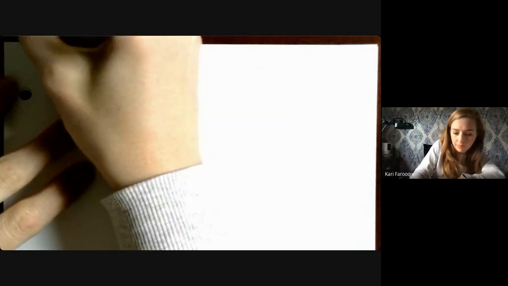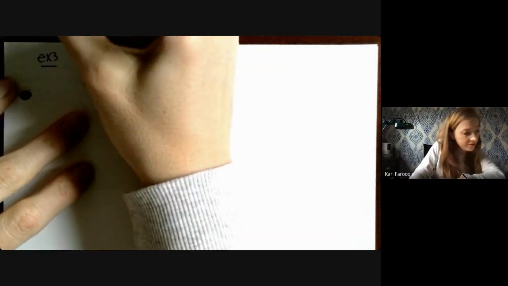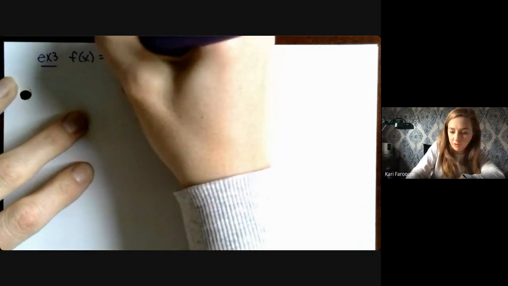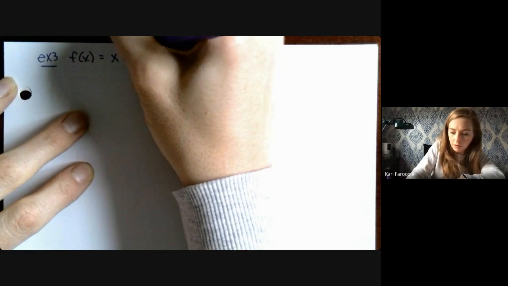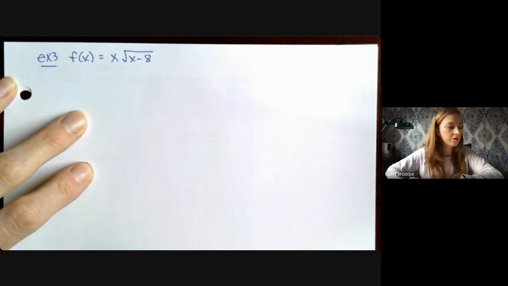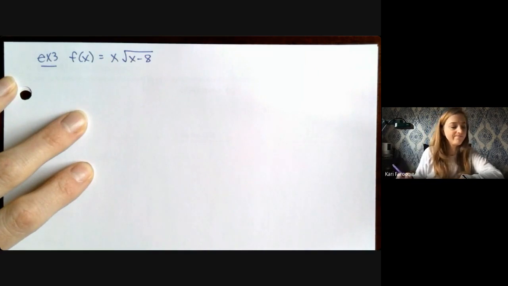Example 3, and this we'll call f of x. No more g's for this girl, not today. Got to be feeling especially brave if I'm going to call a function g. All right, so this is f of x is x times the square root of x minus 8.